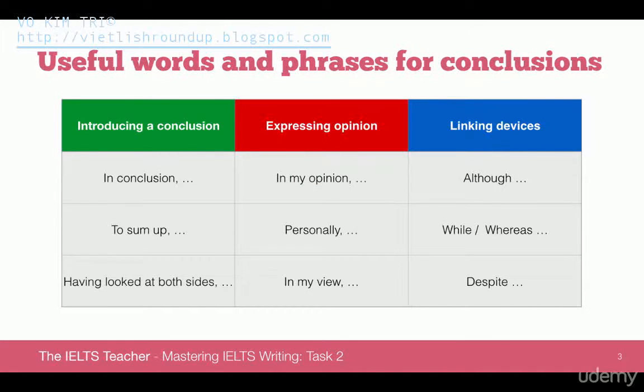Introducing a conclusion, very simple: in conclusion, or to sum up, or having looked at both sides. Now, expressing an opinion: in my opinion, personally, in my view. I'm sure you can think of more. My view is that, it is my belief that, things like that. And then these linking devices, very important, particularly when we're looking at discussion essays or discussion opinion essays: although, while, whereas, despite, or in spite of. Be careful with despite or in spite of, as these will need to be followed by a noun or a gerund, which is a verb in a noun form. We'll have a look at a couple more examples to help us here.